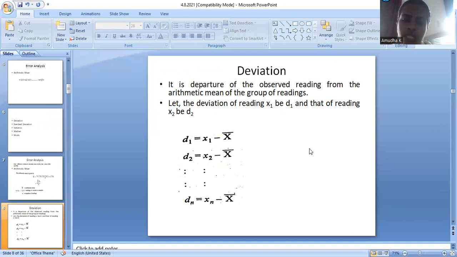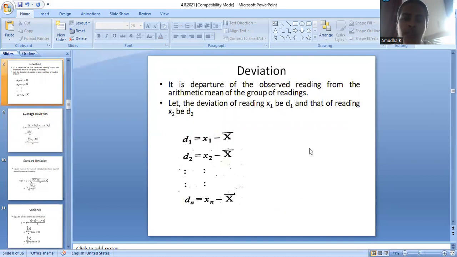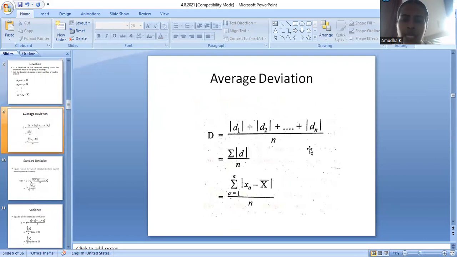So, for d sub n is equal to x sub n minus x bar. Okay, so that is deviation. And average deviation is the modulus of each deviation: modulus of d1 plus modulus of d2, etc., modulus of dn, divided by n. So the summation of modulus of d sub a, where the variable goes from 1 to n, divided by n. That is the summation of a equals 1 to n, modulus of x sub a minus x bar, by n. So that is average deviation.